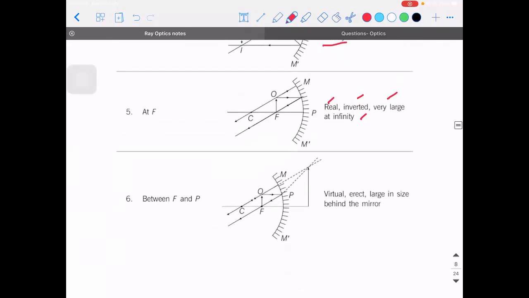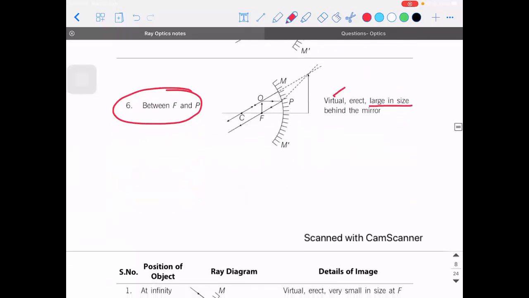Between F and P, this is the only point where it forms a virtual image, and virtual image is magnified. It is larger in size behind the mirror. Okay, this is the only place where a concave mirror will form a virtual image. When is it? When you place the object between the focus and the pole.